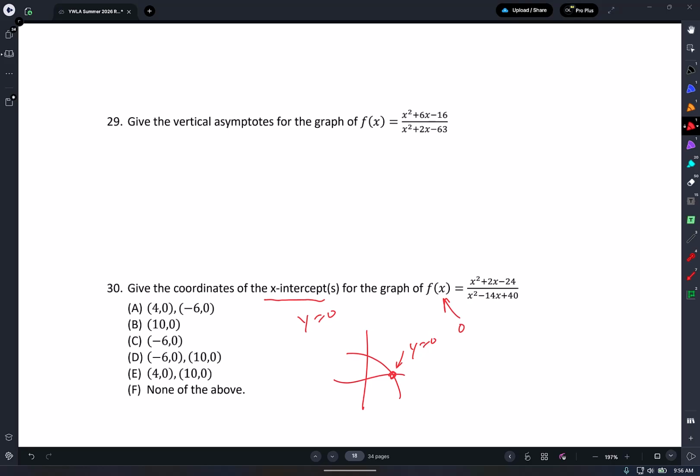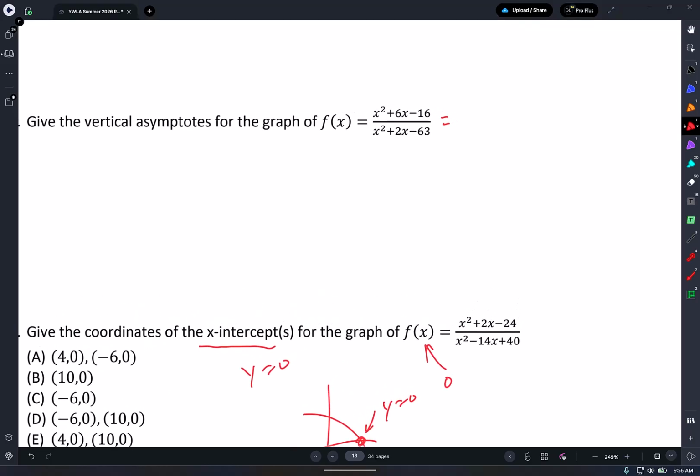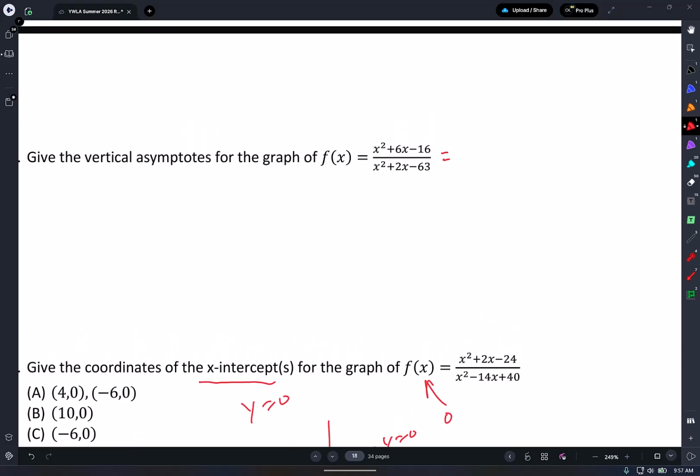All right, so question 29 says, give the vertical asymptotes for this graph. First thing you got to do, guys, is expand this, and you got to find your factors, if it's factorable. So I have negative 16 here, so I need to figure out two numbers that multiply to give you negative 16, but add up to a positive 6.